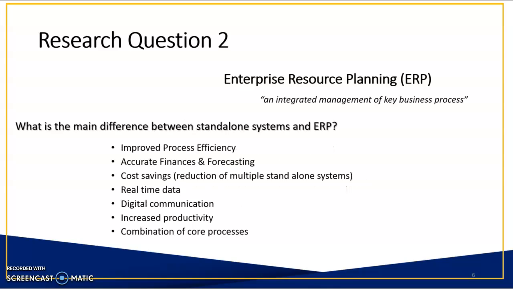Research question number 2, what's the main difference between standalone systems and ERP? So as I said, standalone systems are silos. They are independent of one another. And an ERP system combines all those things. It gives you real-time data, digital communication, it increases productivity, and productivity equals efficiency. So not only do we want things to be accurate, we want them to be fast.